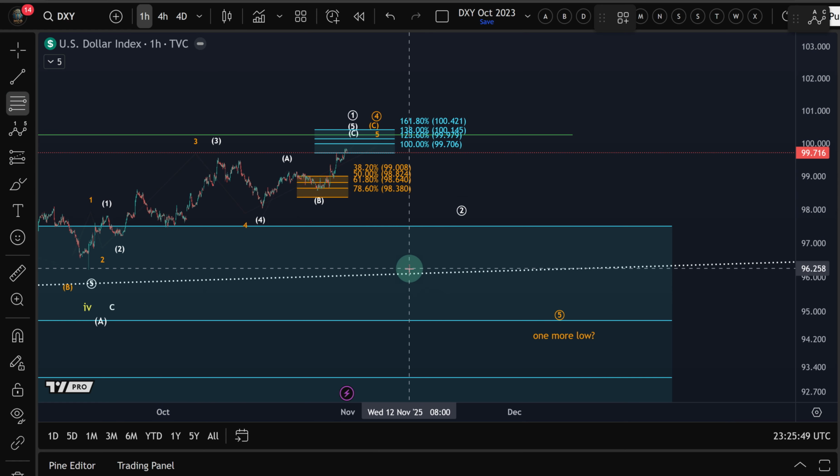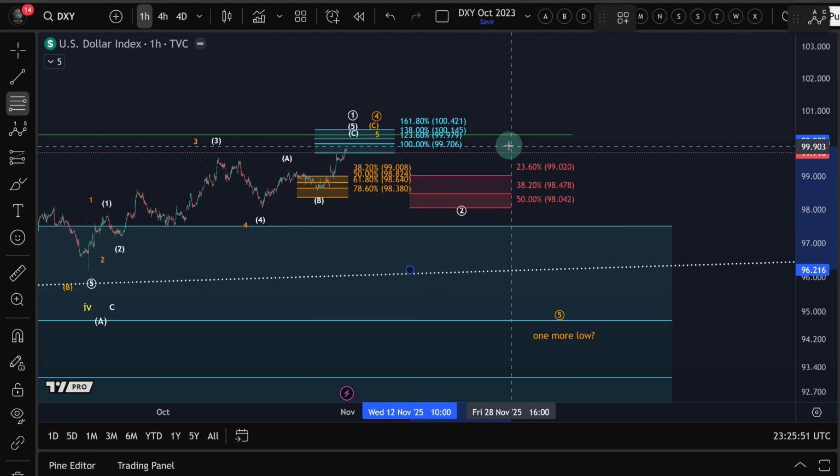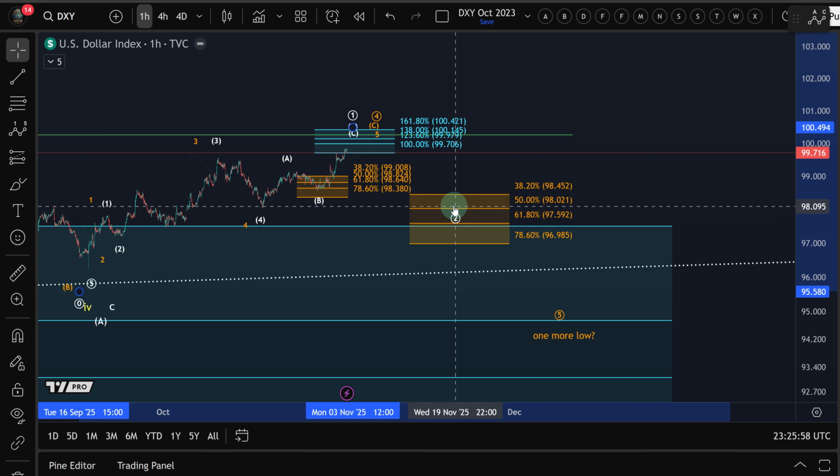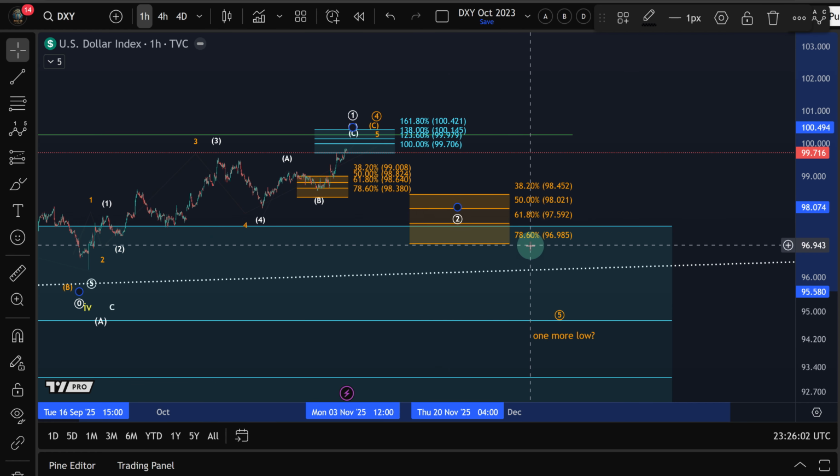I can add Fibonacci support now, but please note that it's too early to confirm this as a target area. It would at the moment only really serve the purpose of, let's say, a first zone to watch for orientation. $96.98 to $98.45. Either way, both of these scenarios indicate that we should either have bottomed already or we are very close to a significant low.